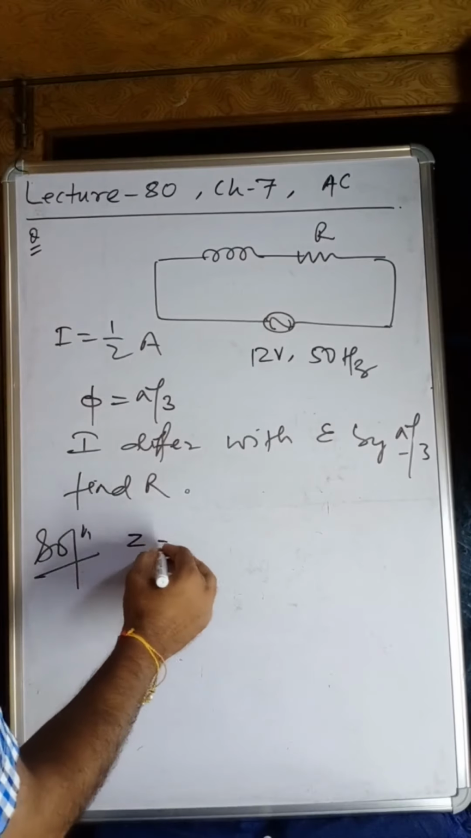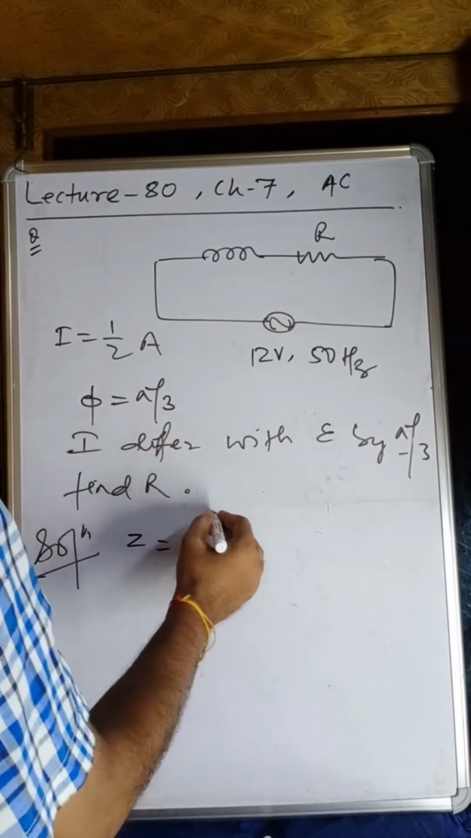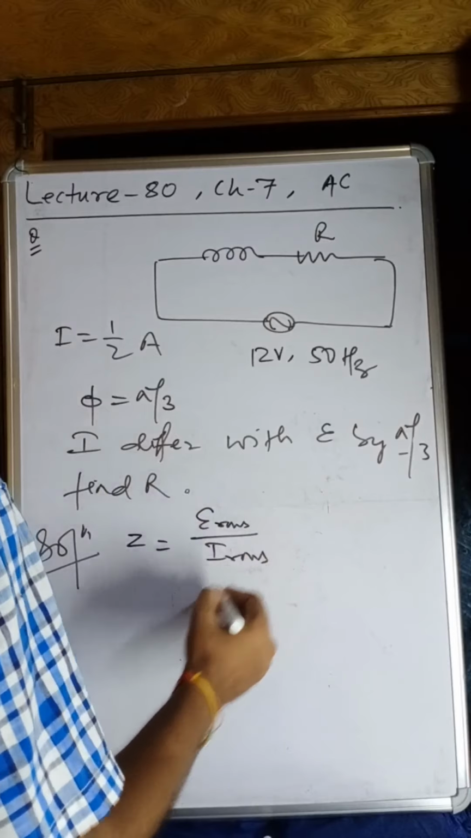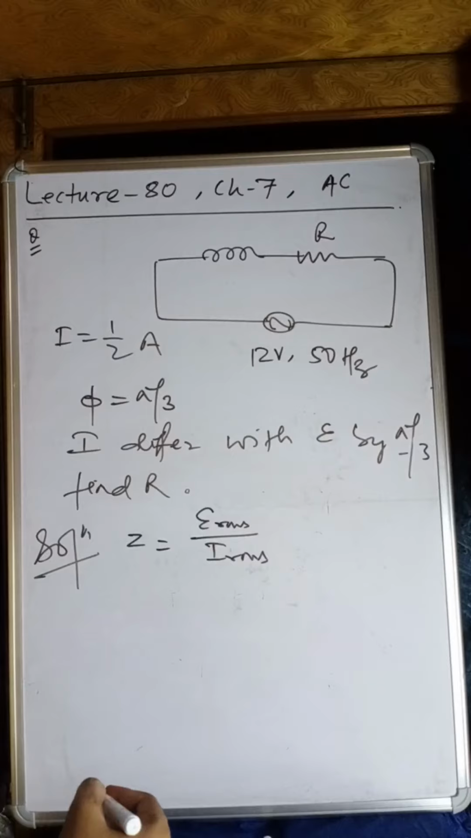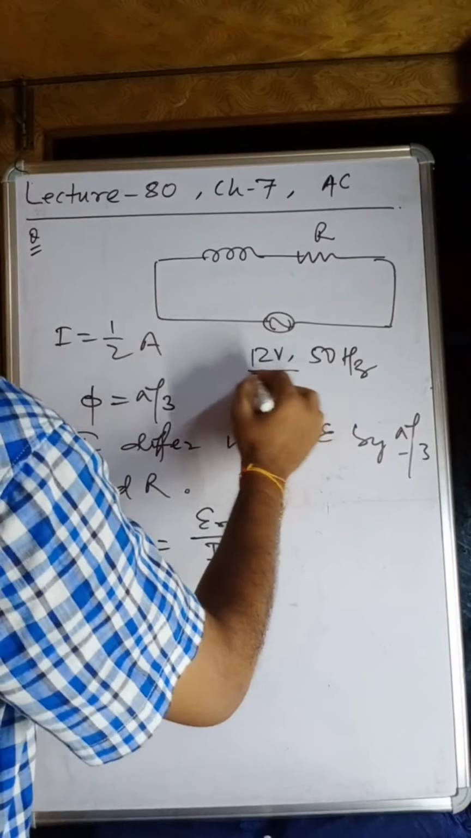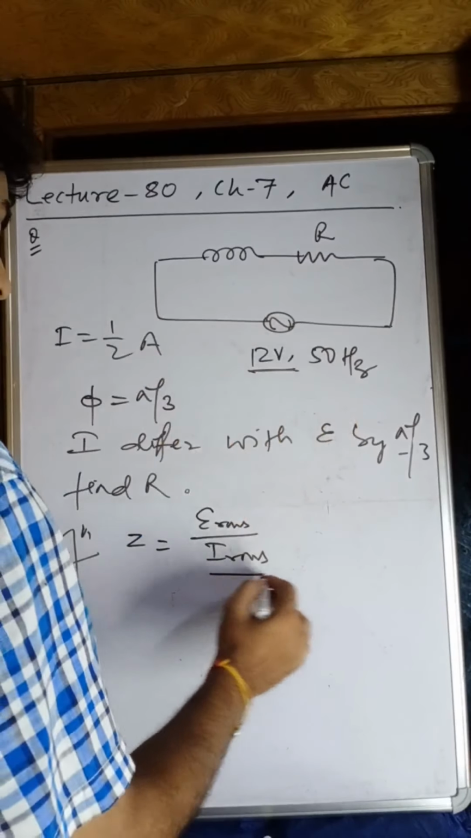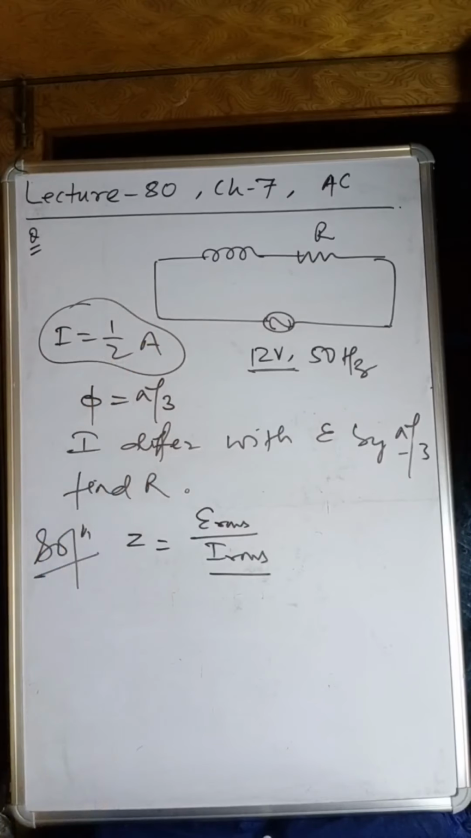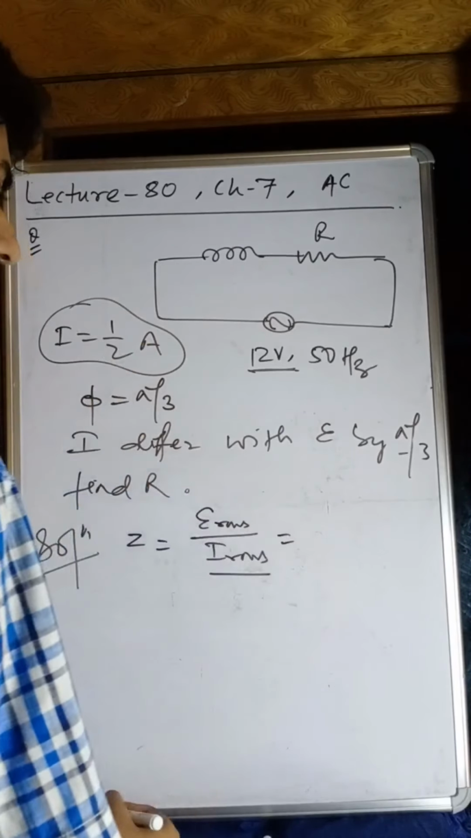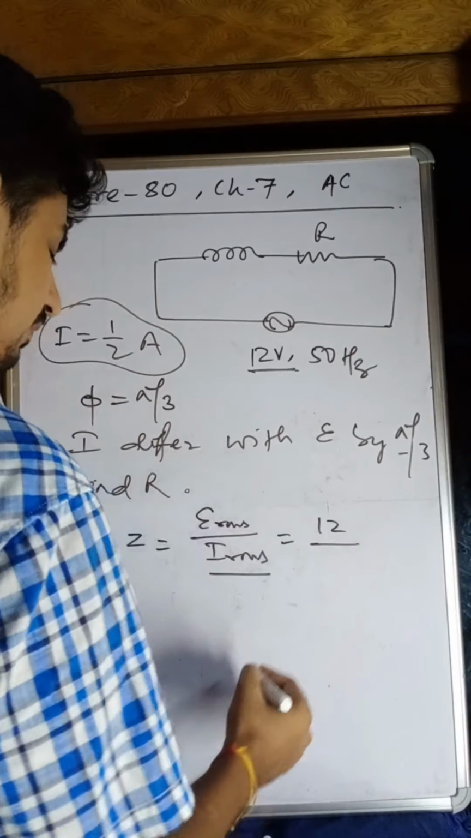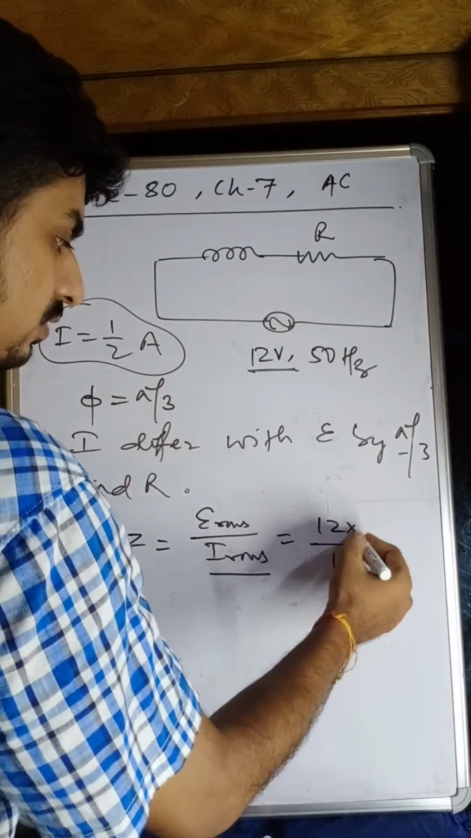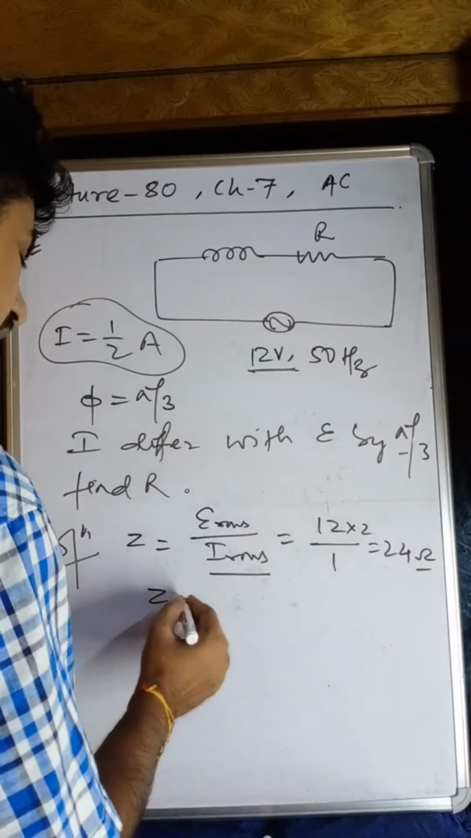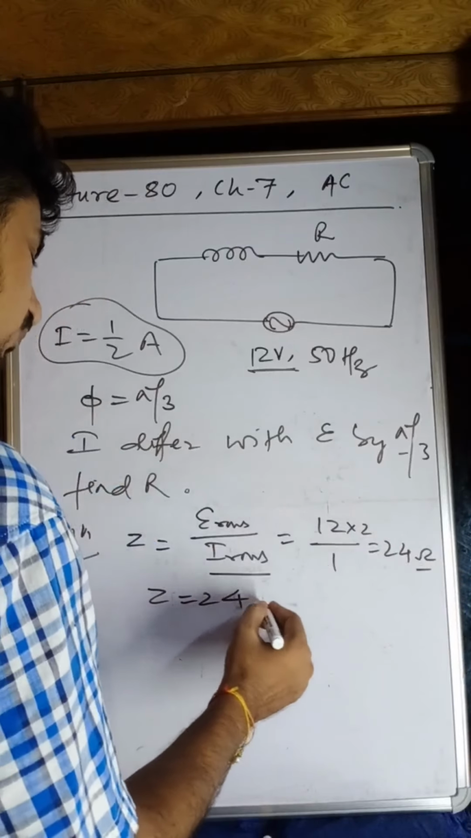Yes, the impedance we can write as E_RMS over I_RMS. Now, try to find the value of E_RMS. Yes, it is given 12 volt. And I_RMS, do you have? Yes, it is half ampere. It's a very easy question, my dear students. It is 12 divided by half, that is 24 ohm. So we have Z equals 24 ohm.